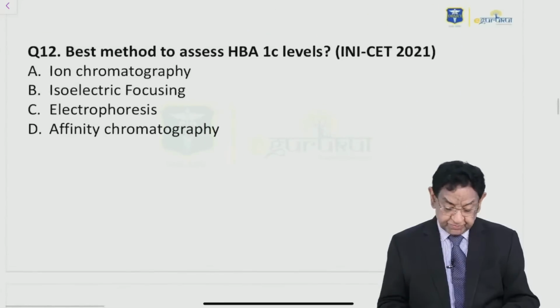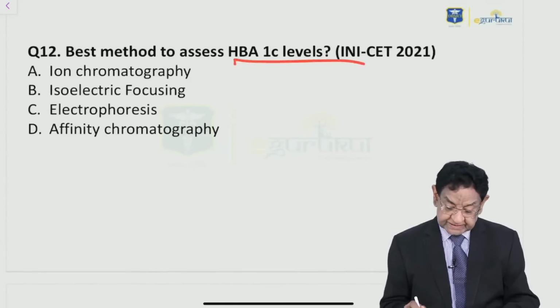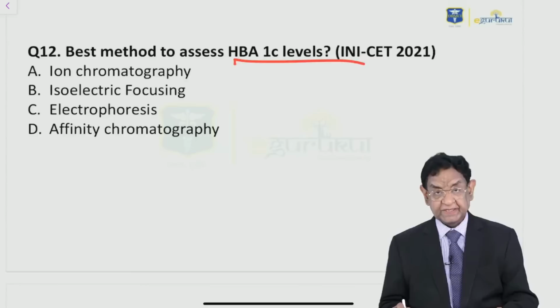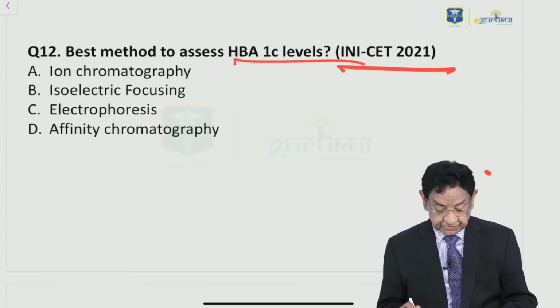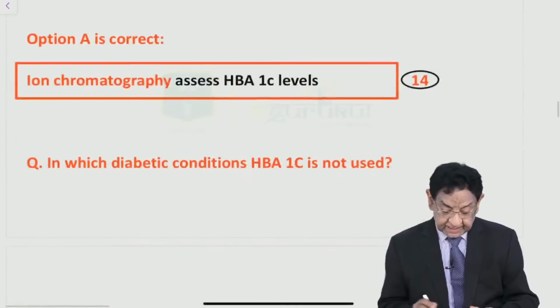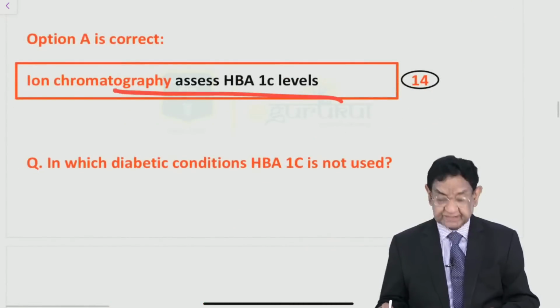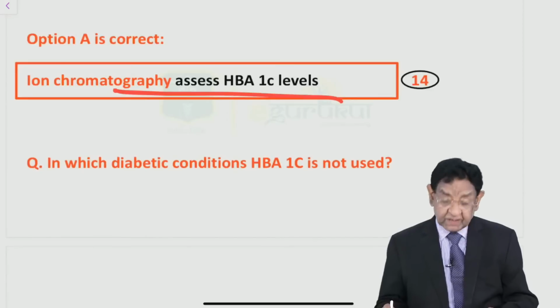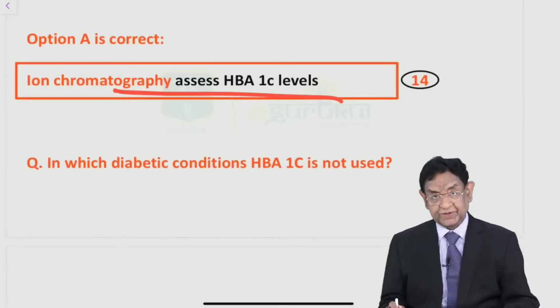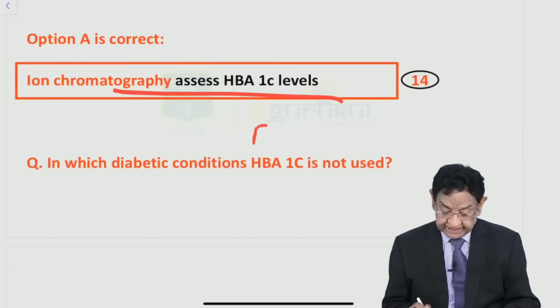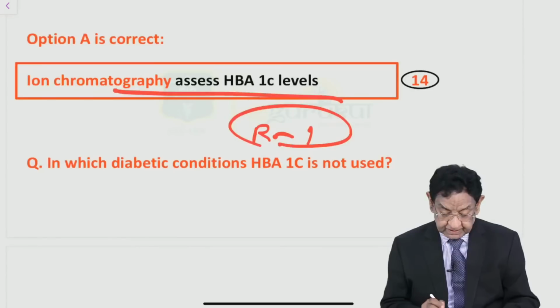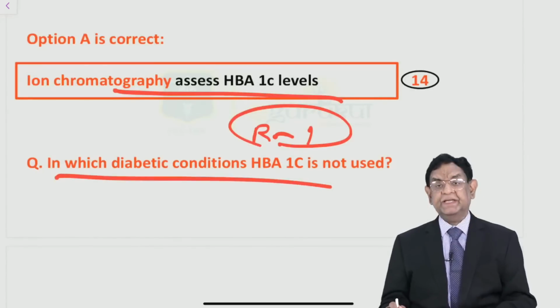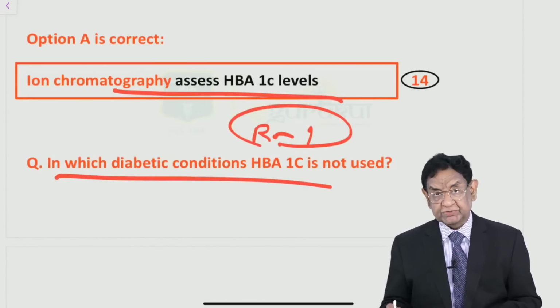This is a beautiful question from biochemistry, the best way to assess HbA1c level. It's a question from biochemistry, a latest question. The answer is ion exchange chromatography is used for HbA1c. But now I have one more question for you. This is a rank number 1 question. In which diabetic condition is HbA1c not used?